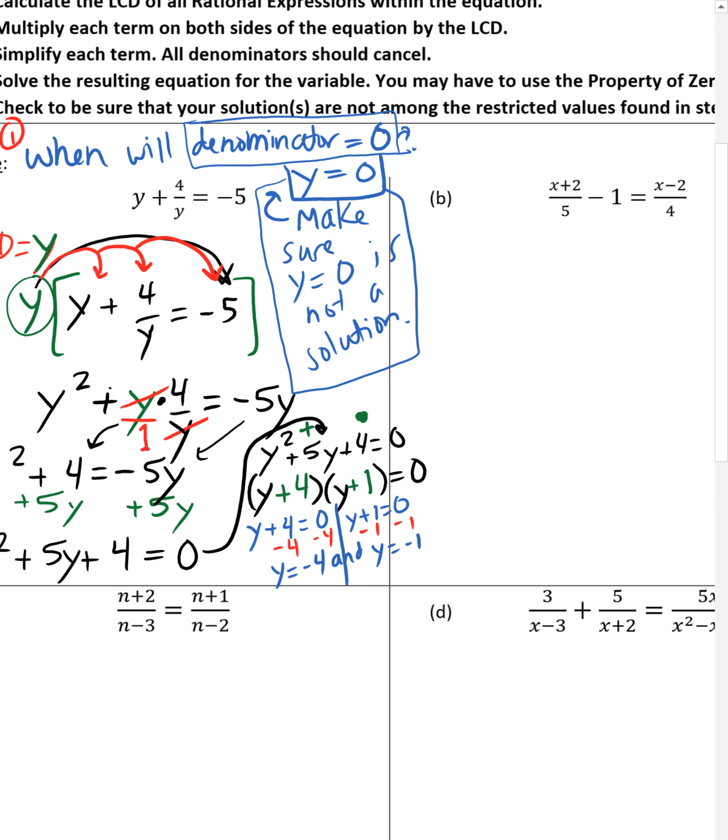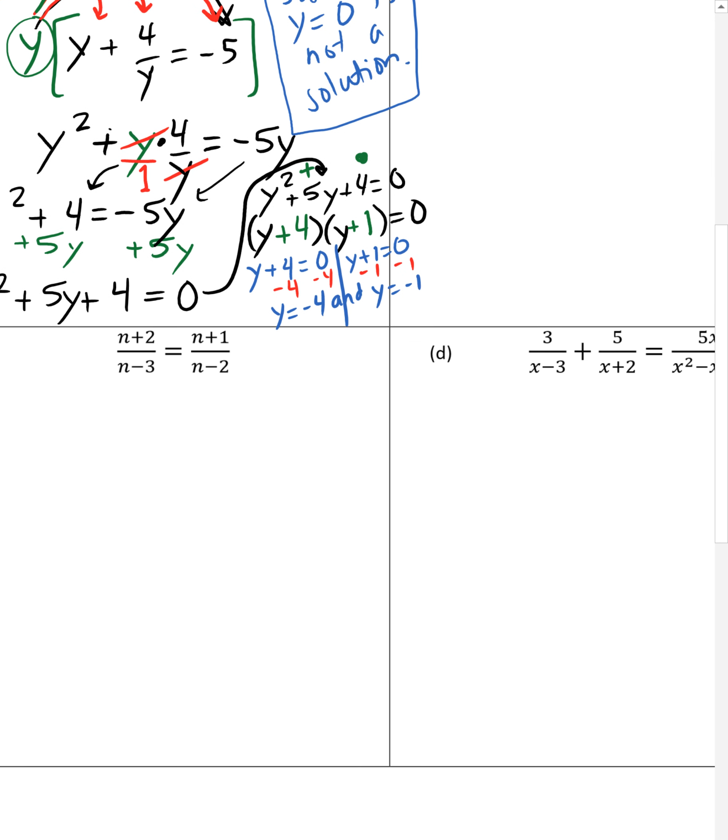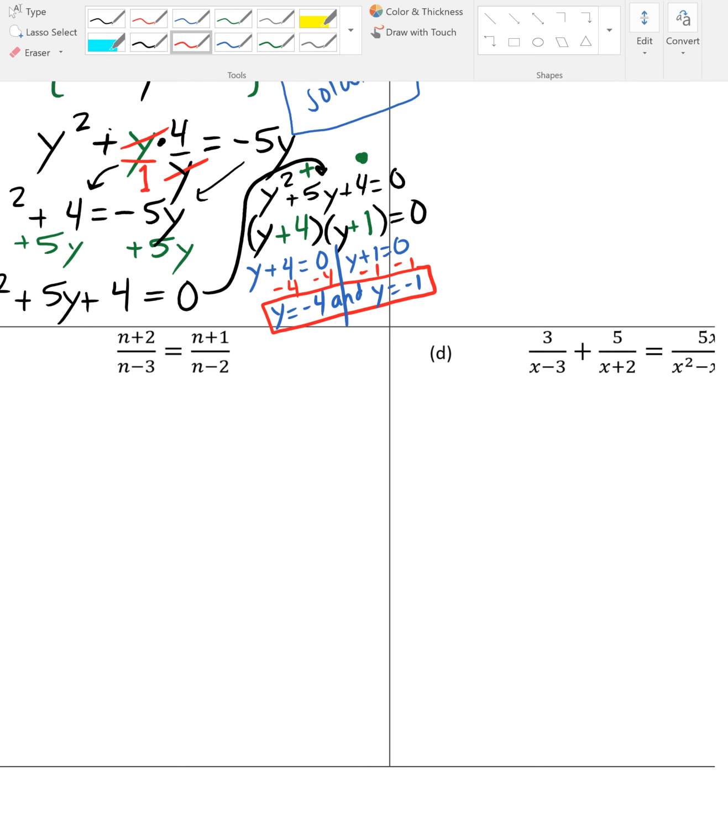And like it said, the whole point of the first step was you have to be sure that the number that you found that was a bad value is not in your answer. But notice, what was it? It was y equals 0. If that was one of my solutions, then I would throw it out. But we got -4 and -1. We're good. We don't need to throw those away. Those are perfect.